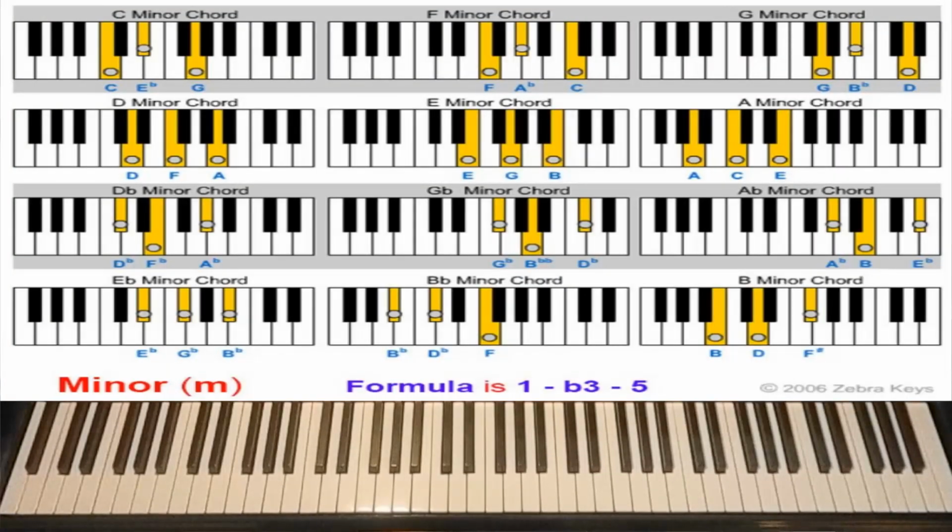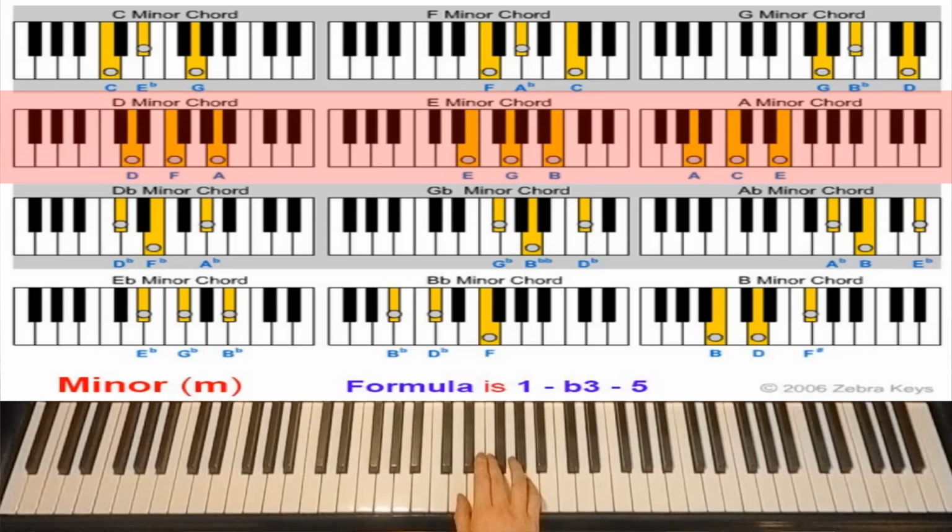This chord chart shows the minor chords in all 12 keys, once again arranged by chord shape. To begin, we have C minor, F minor, and G minor. Each of those has a black key surrounded by two white keys. The next row is all white keys containing D minor, E minor, and A minor.